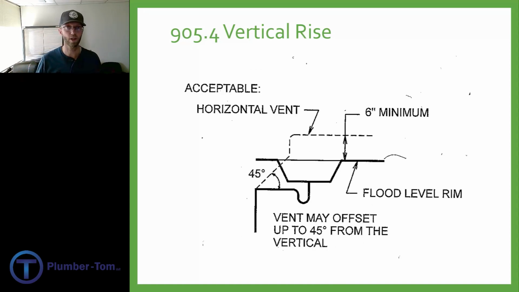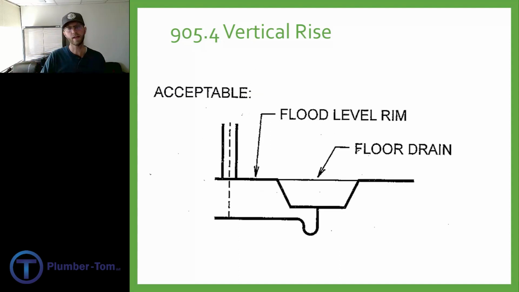Here's another acceptable option. It could come off on a 45, go and hit a wall, then turn horizontal 6 inches above the flood level rim. Even better though, if we can get our vent below a wall and just come vertically straight off the top of that horizontal drain pipe so that it provides venting for that fixture, that's the ideal.